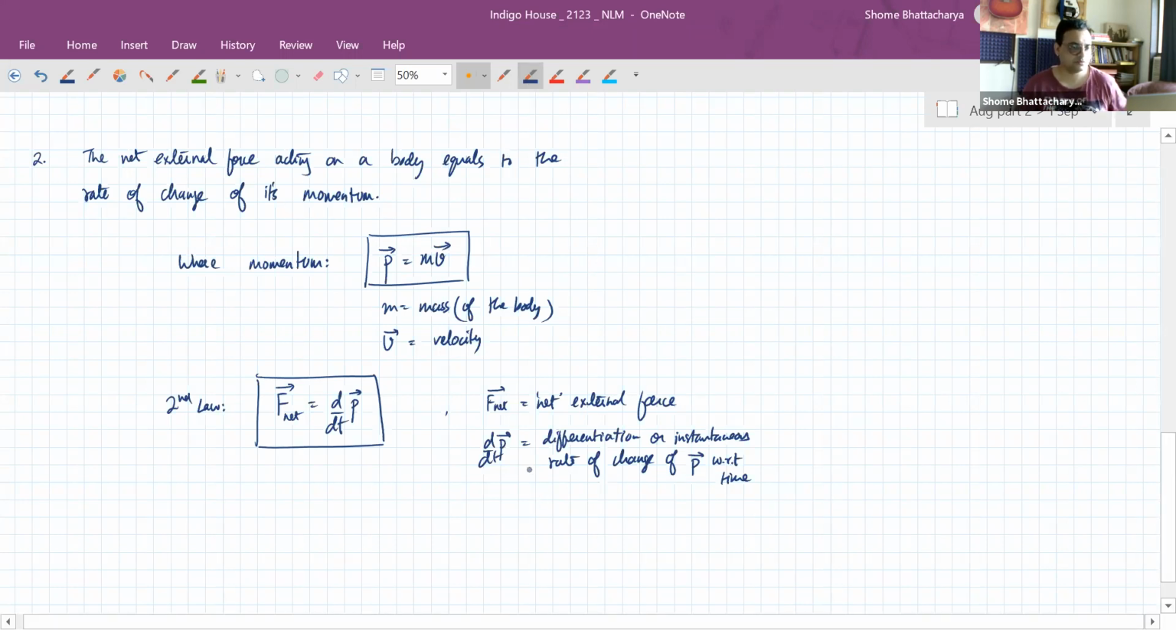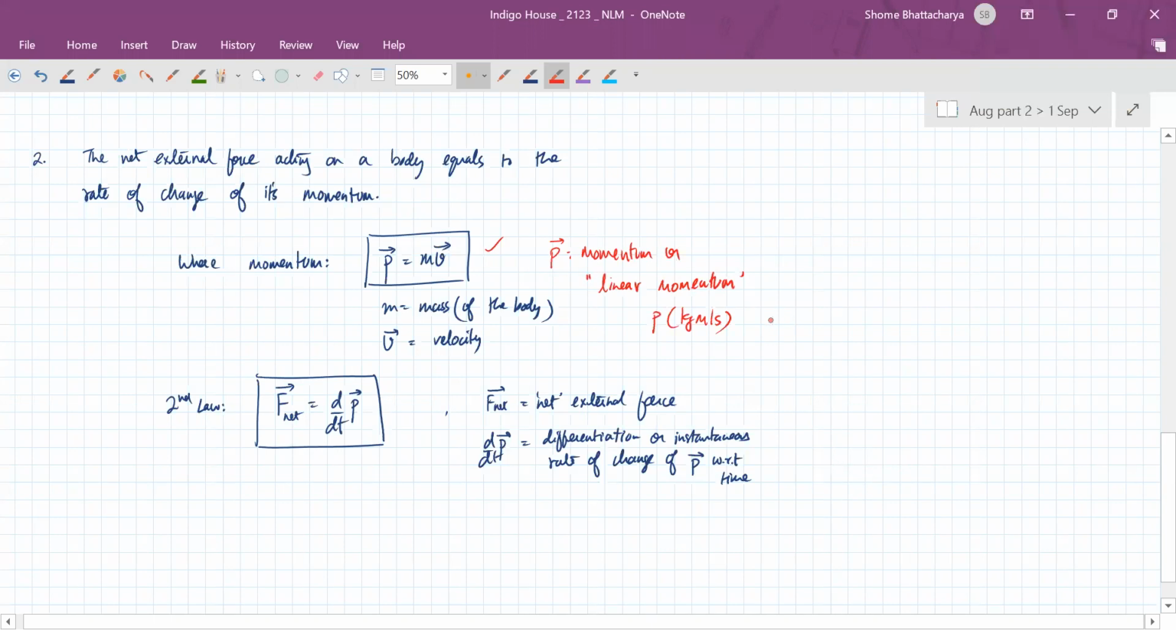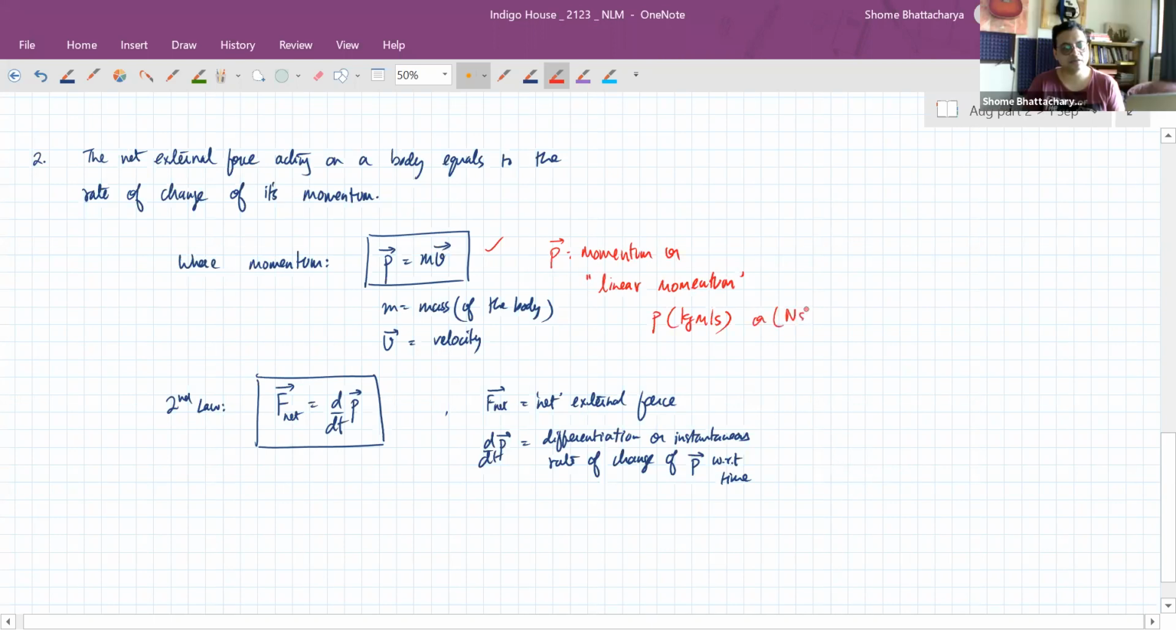Especially those of you who are studying Newton's laws fresh from the start, you can make a note of this concept. Firstly, the definition of linear momentum. P is momentum, or linear momentum; they mean one and the same thing: mass into velocity. Momentum is measured in kilogram meter per second, or we can also express it in newton second.